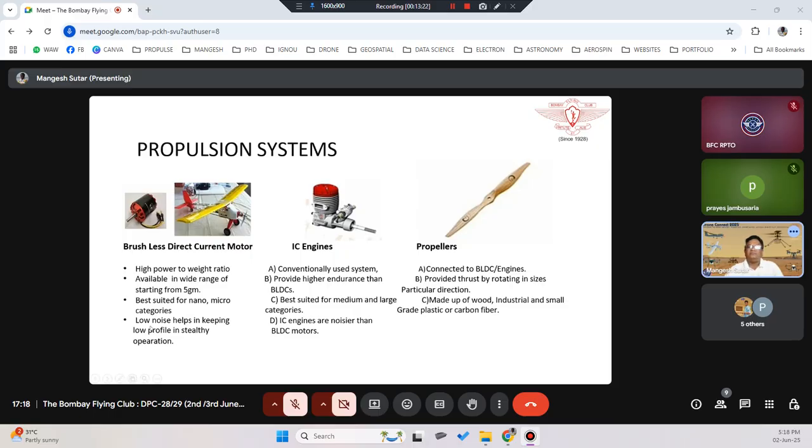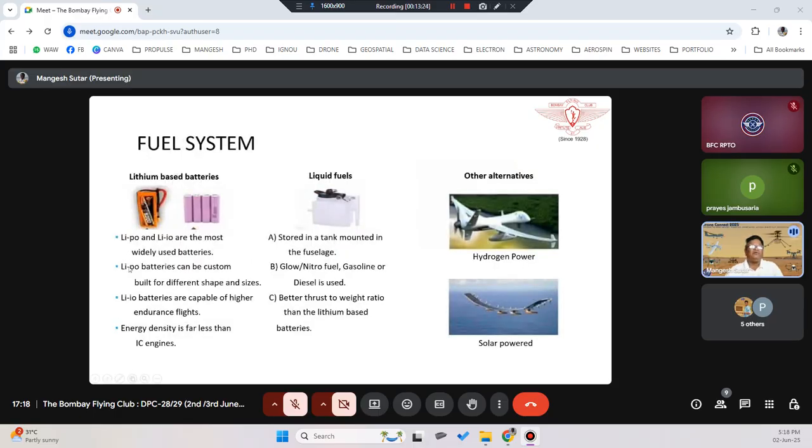Now let's see what power system or fuel system we'll use. For BLDC, we'll be using lithium based batteries. Either LiPo or lithium ion are the most widely used batteries. LiPo batteries can be customized in shape and size. Lithium ion batteries are capable of higher endurance flights. Energy density is far less than an engine. Whatever the best batteries we use, their energy density is still less compared to the IC engine, because the weight of the lithium is too much compared to liquid fuel.